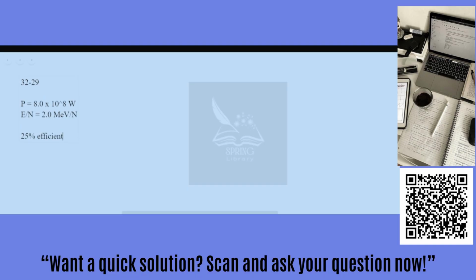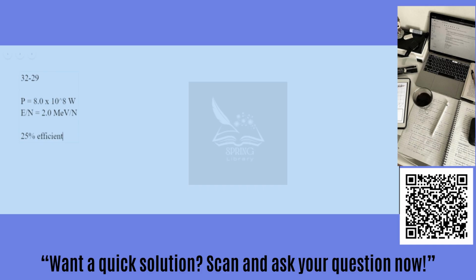Question 29 states that a nuclear power plant is 25% efficient, meaning that only 25% of the power it generates goes into producing electricity. The remaining 75% is wasted as heat. If the plant generates 8 times 10 to the 8 watts of electric power, and the energy released from each fission is 2.0 times 10 to the 2 MeV, how many kilograms of uranium-235 are fissioned per year?